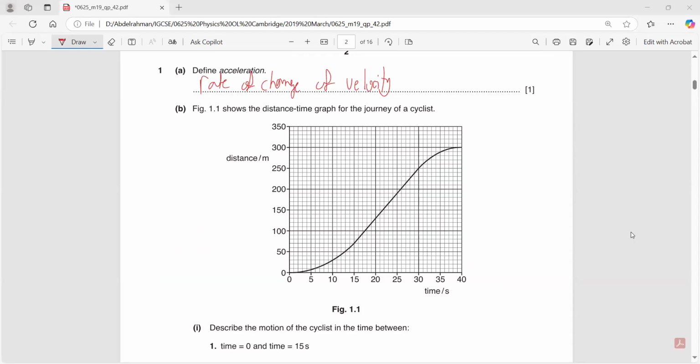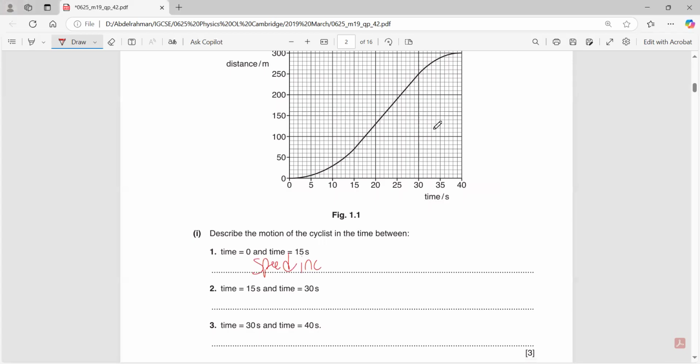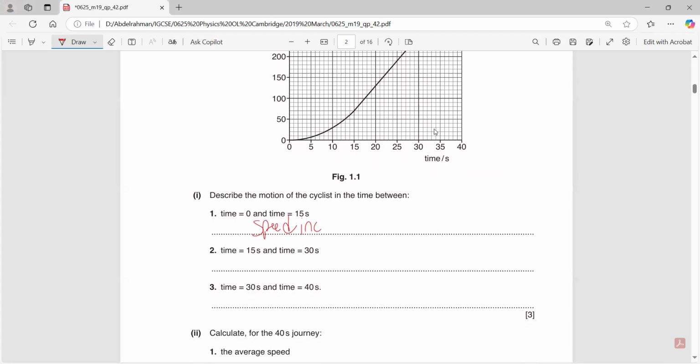In question B, you have the distance time graph. Describe the motion from 0 to 15. This is a distance time graph. From 0 to 15, it's curving upwards, so the speed increases, or it is accelerating. From 15 to 30, this is a constant slope, so we have a constant speed.